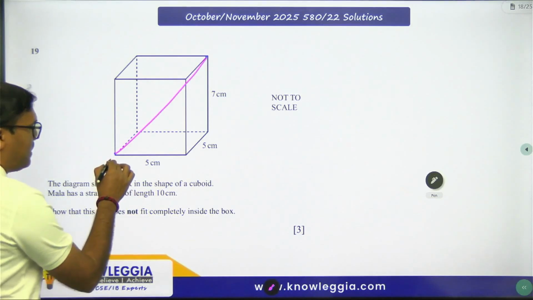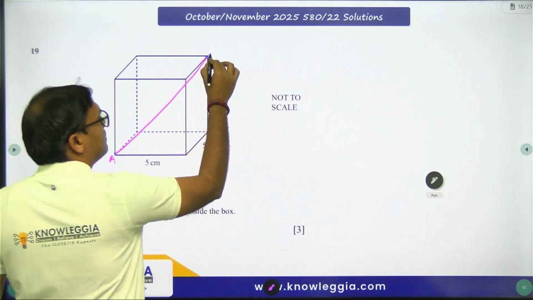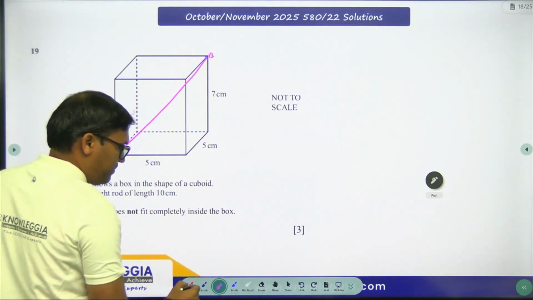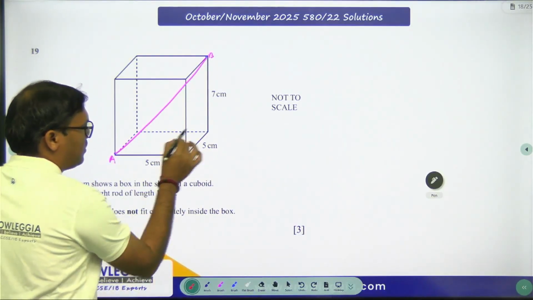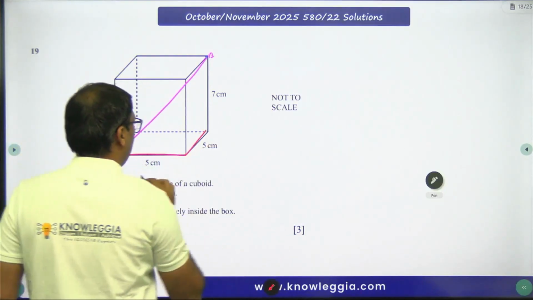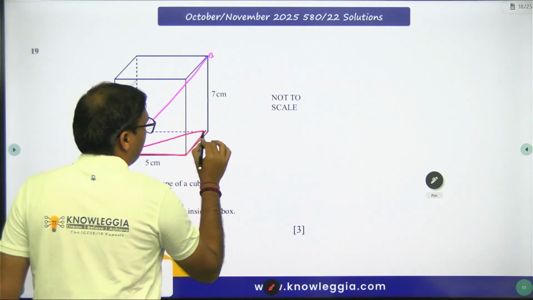So you have to just calculate, like this is A and B, the length of the diagonal AB. Now how will you calculate this? You can clearly see this is a cuboid. That means this is a right angle triangle. This is a right angle triangle. So you can see I can easily find this length.